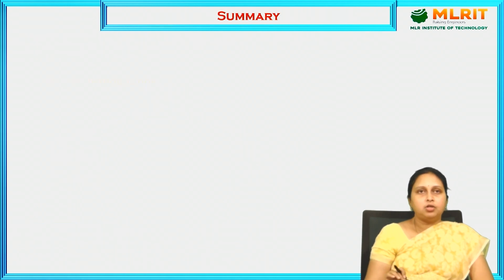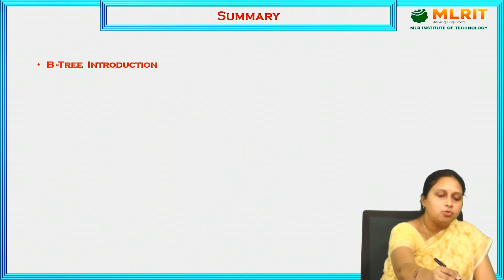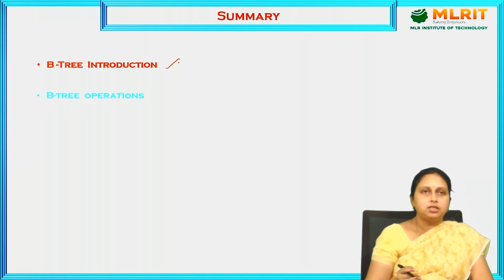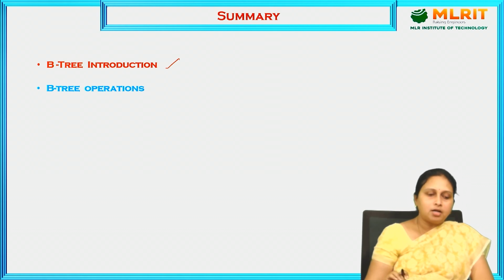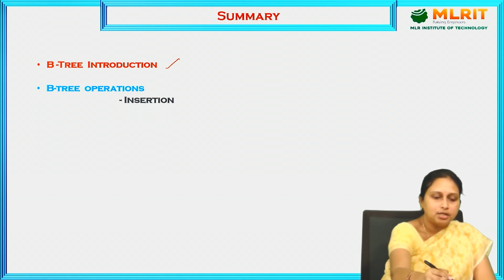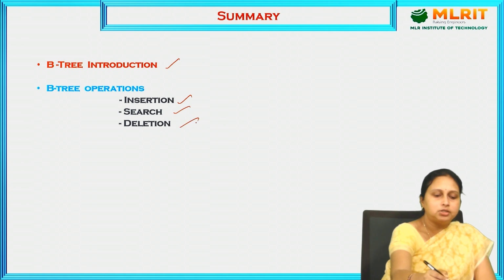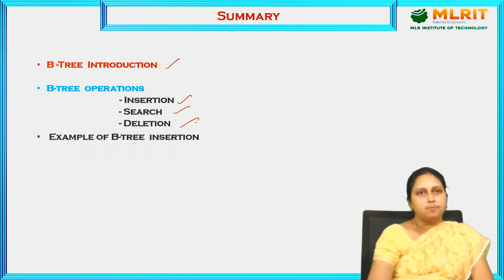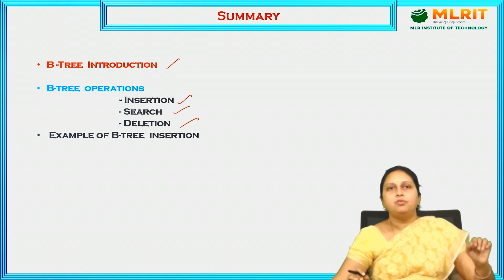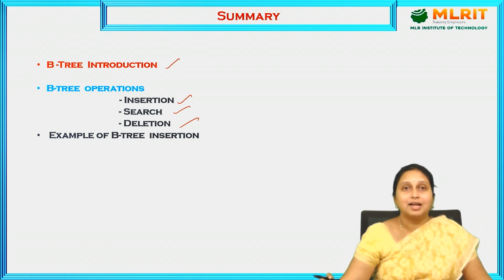And let us see the summary of this session. We have discussed B-tree introduction, what is a B-tree and all those things, what are the properties to construct a B-tree. And we discussed B-tree operations also, that is insertion. Searching and deletion we need to discuss in the next session. These are the different operations we can perform on B-trees: insertion, deletion and searching. And at last, we have seen one example of B-tree insertion also. If we are given some elements, how we are going to perform it or construct a B-tree.